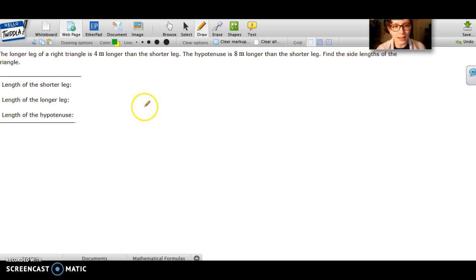So this is question 5 from 6.8. It says, the longer leg of a right triangle is 4 meters longer than the shorter leg. The hypotenuse is 8 meters longer than the shorter leg. Find the side lengths of the triangle.